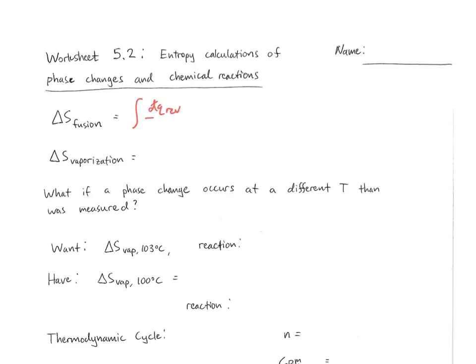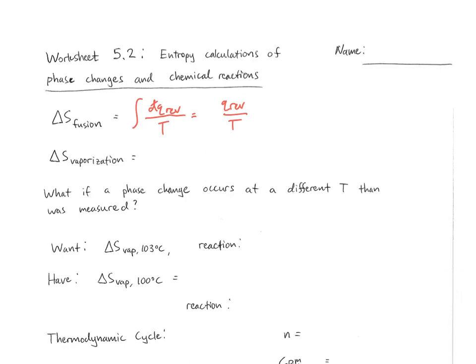This is equal to an integral over the increments of reversible heat added to the system divided by the temperature. But remember that phase changes occur at constant temperature, so we can pull that T out and integrate over dq, and this just becomes the total amount of heat that's released divided by T.